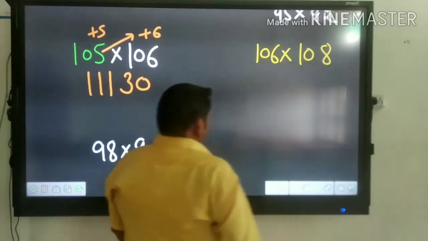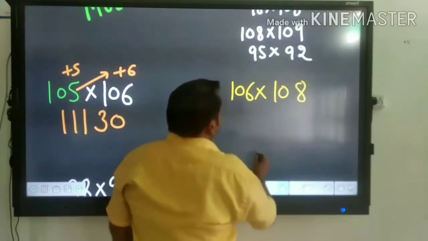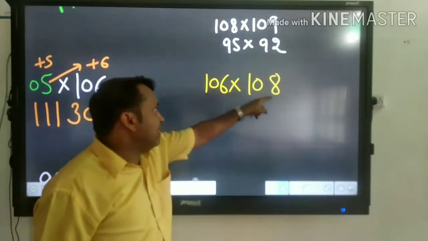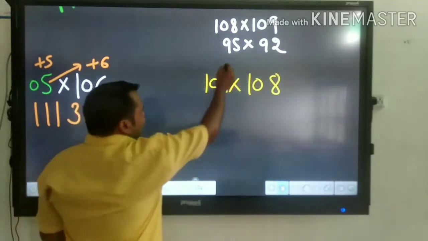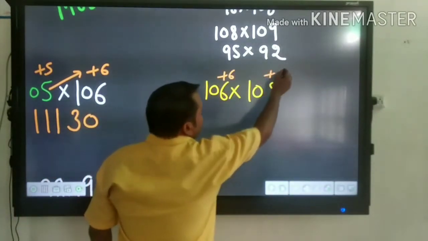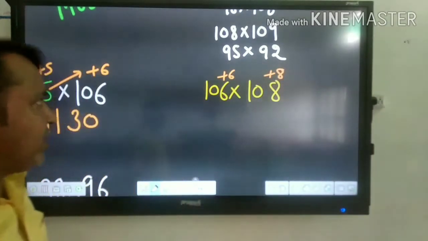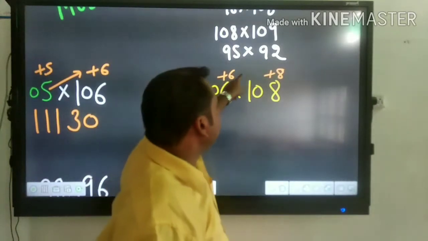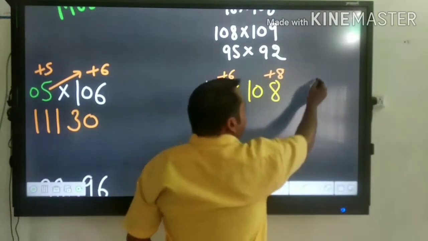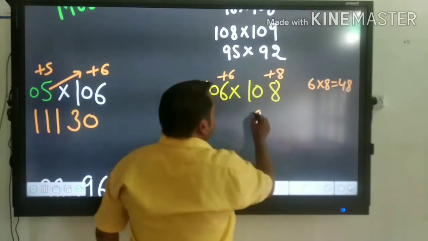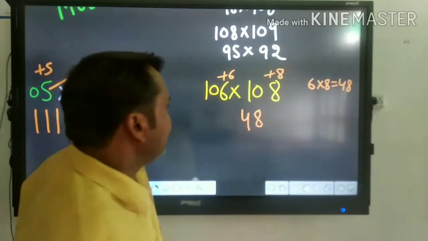Okay. Let us move to the next question, where 106 and 108 are both more than 100. One is 6 more than 100 and the other one is 8 more than 100. So what you do, you will multiply 6 with 8. 6 multiplied by 8, that is 48. So the half part is done.